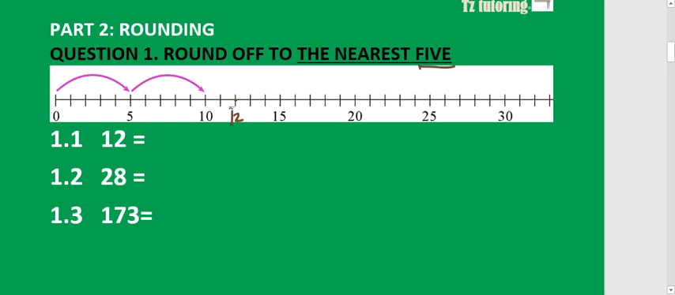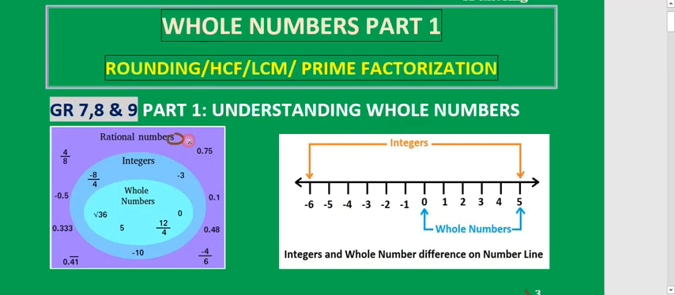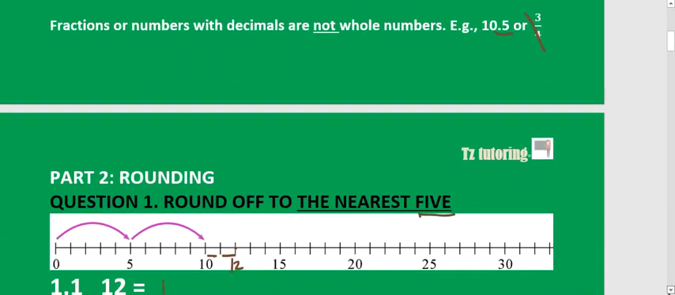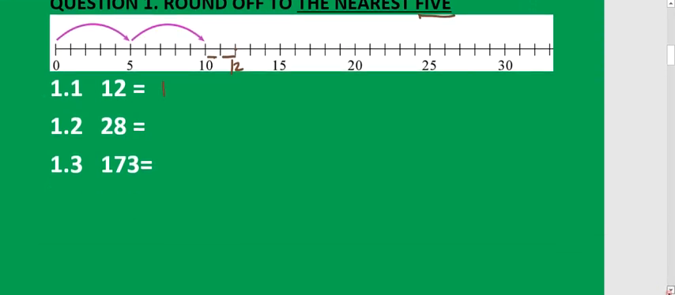It's obviously closer to 10 because if you're going to 10, you'll be going 2 units, 1, 2 units. But if you're going to 15, then you would need to take 3 units. So it's closer to 10, so we round it off to 10. So we round that number off to 10.